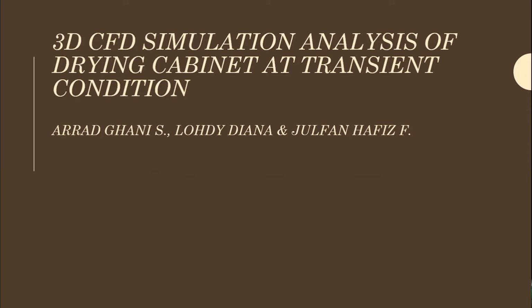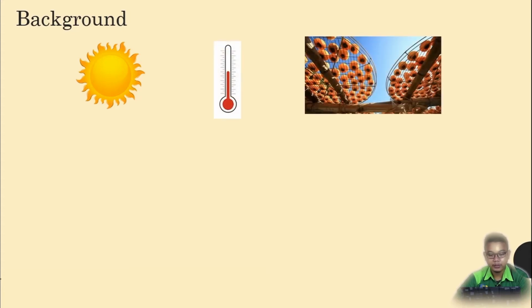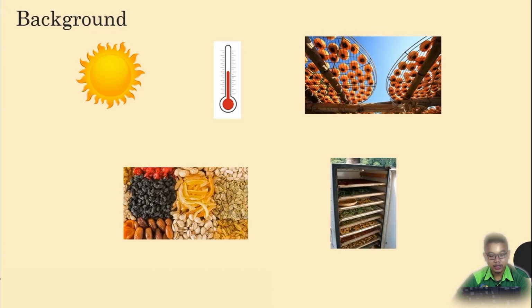Here I want to explain our paper, the 3D CFD simulation analysis of a drying cabinet at transient condition. The background of our research is that one of the renewable energies is solar. It could heat air for drying food, meat, fruit, and vegetables. It was called a solar air heater.